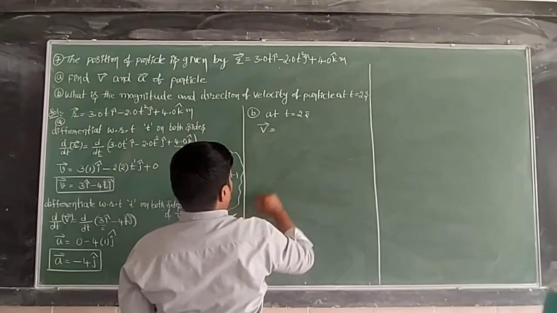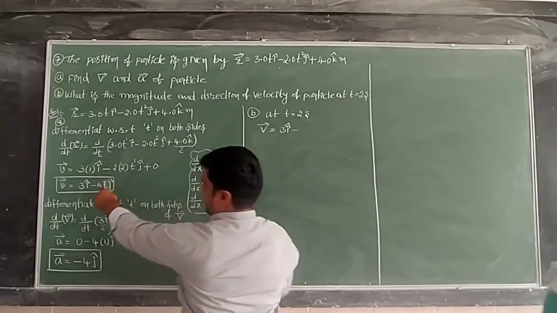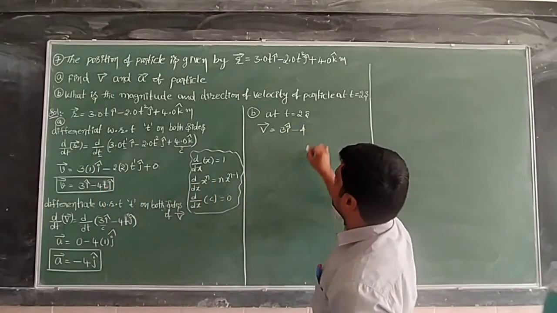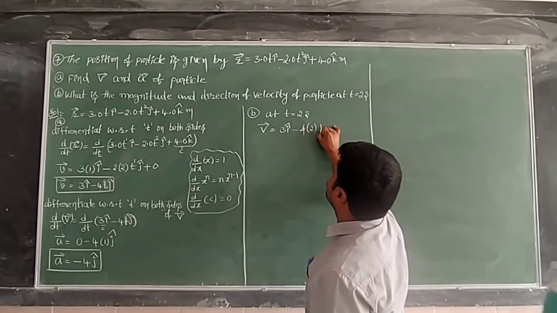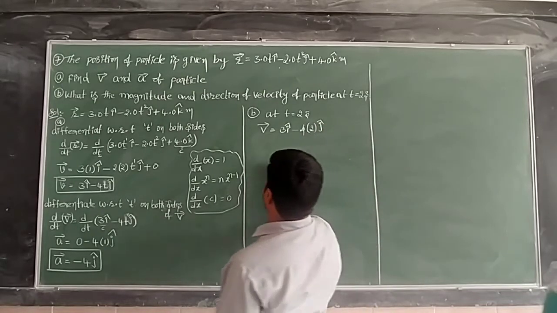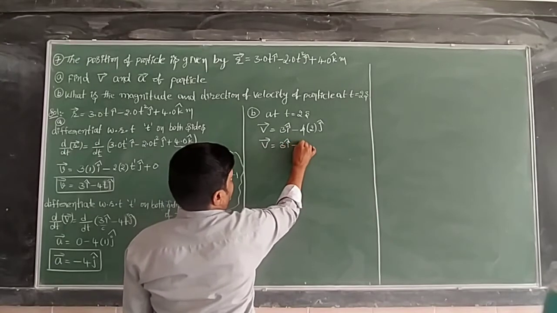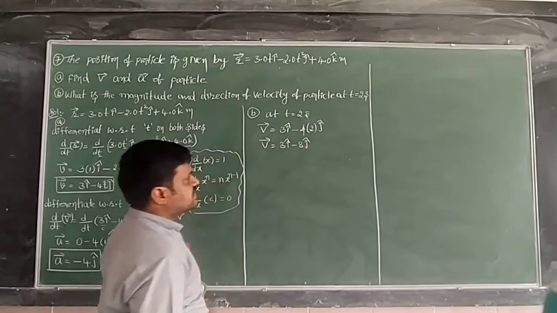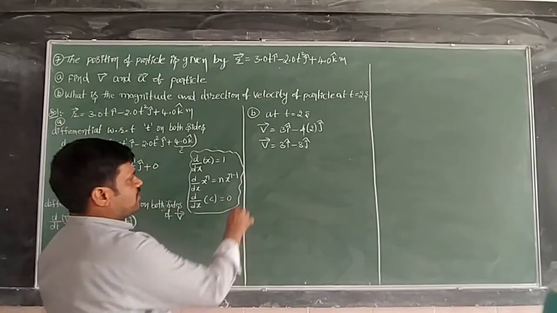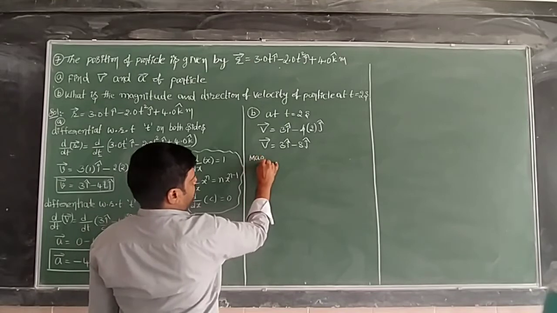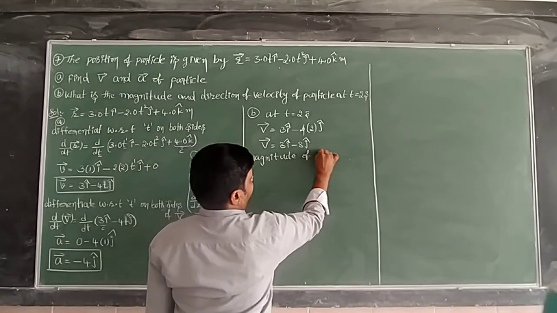V bar is equal to 3 i cap minus 4 into, instead of t, I can write 2, j cap. Now from this, the velocity vector v bar is equal to 3 i cap minus 8 j cap. See, this is the velocity vector at t equal to 2 seconds. Now let me find the magnitude of v bar.